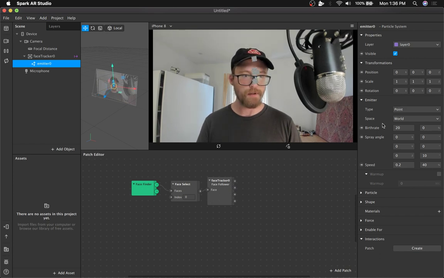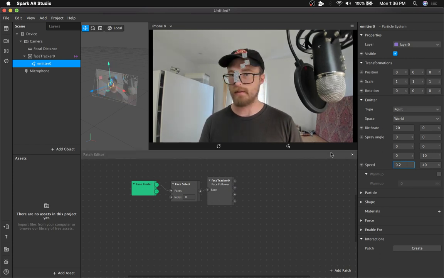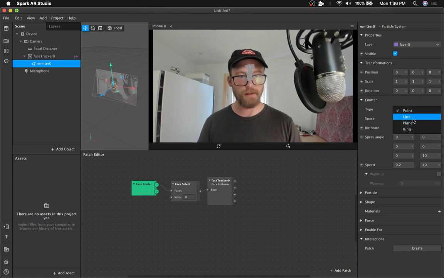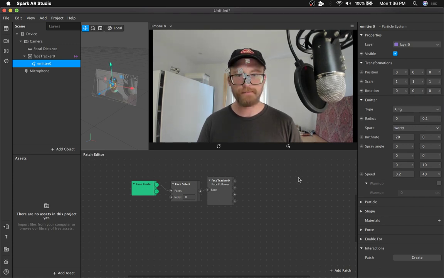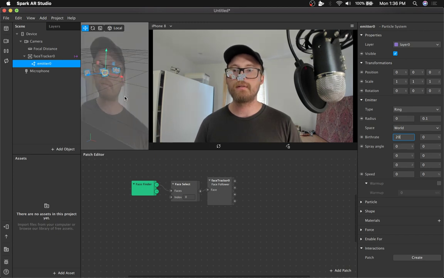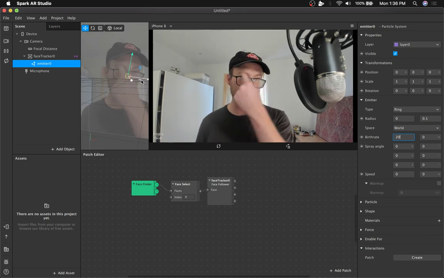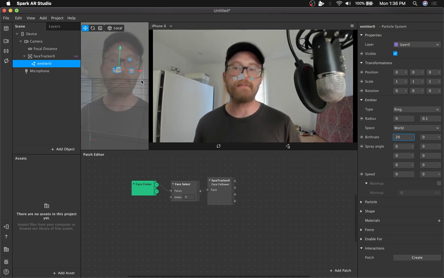So I'm going to try to zero out all of this default behavior, just to give us an idea of what's actually going on. For one, I want a ring. It's hard to tell what's going on, so zero out the speed just so I can tell where all the particles are being born. So quite obviously that's not what I want. I want the ring to cover a good portion of my face.